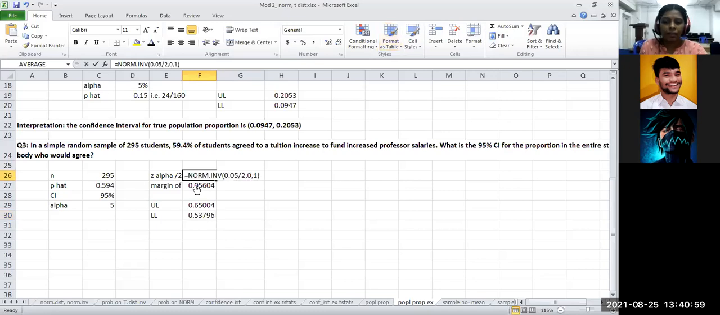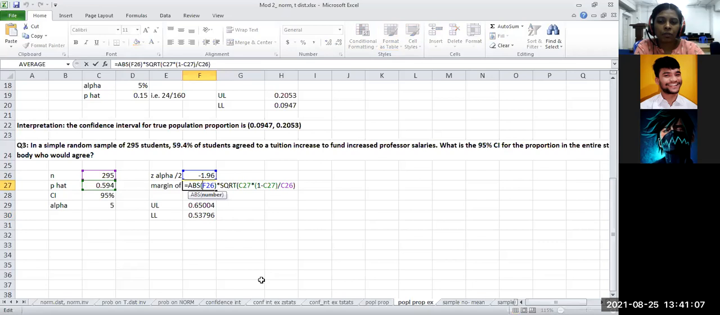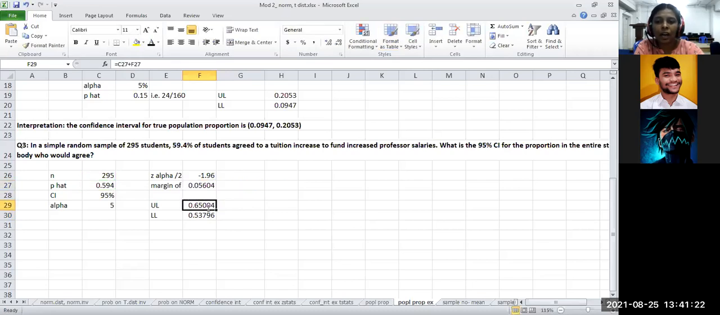Your z alpha by 2 formula is this. You get your answer minus 1.96. Margin of error formula is this: absolute of z alpha by 2 into square root of p hat into 1 minus p hat by n. Just select all these values and click enter. 0.056. Upper limit is p hat plus margin of error.